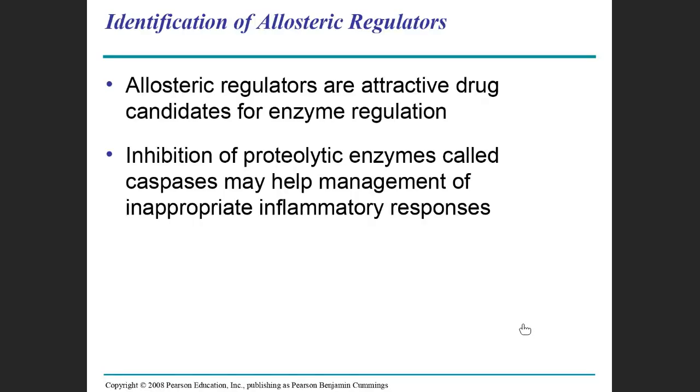As I mentioned, there are drugs that we can use as allosteric inhibitors. An example here are the caspases, which are involved in inappropriate inflammatory responses. So when it comes to inflammation, in general, inflammation is actually part of your immune defenses. Some types of inflammation are bad inflammation, like when you strain a muscle or a tendon or something like that, and you get a lot of inflammation there. That's a harmful kind of inflammation.